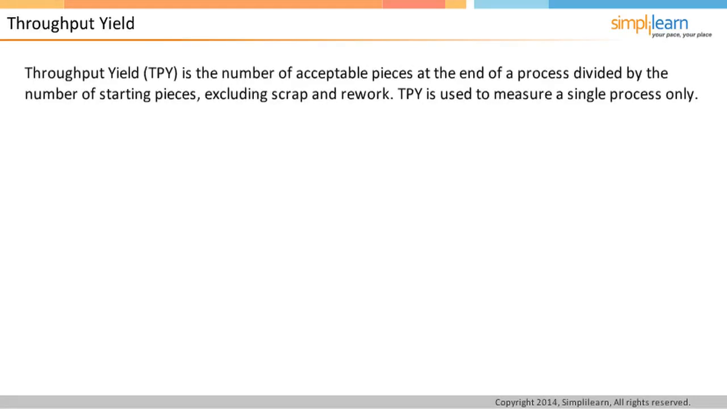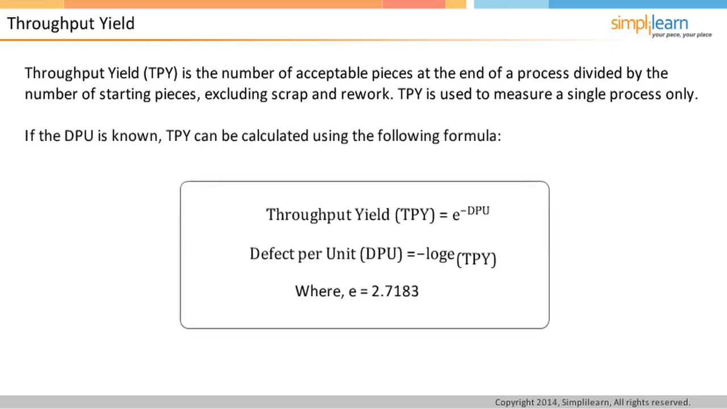Throughput yield, or TPY, is the number of acceptable pieces at the end of a process divided by the number of starting pieces, excluding scrap and rework. Throughput yield is used to measure a single process only. If the DPU is known, TPY can be easily calculated as e to the power of the negative of DPU. Here, e is the mathematical constant and has a value of 2.7183. The expression can also be stated as DPU equals the negative of natural logarithm e of TPY. In the next screen, we will discuss rolled throughput yield.